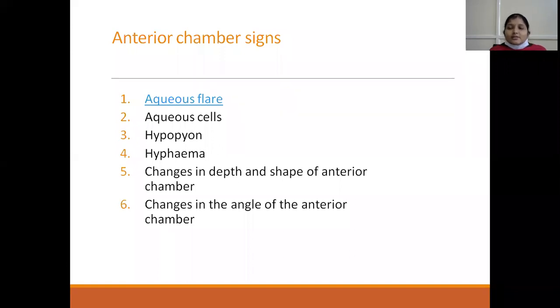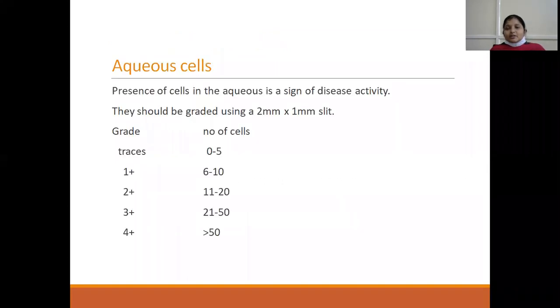So in the anterior chamber, what can we see? We see aqueous cells, aqueous flare, hypopyon, hyphema, and we can also note the change in the depth and shape of the anterior chamber as well as change in the angles of the anterior chamber. So what are these aqueous cells?